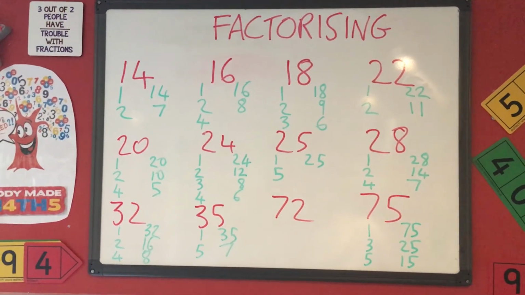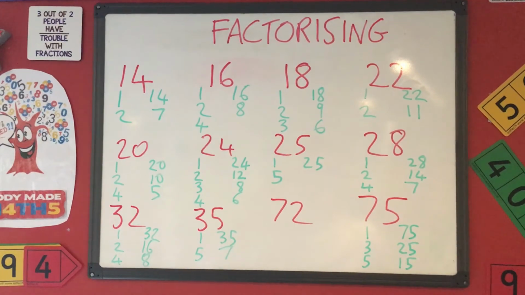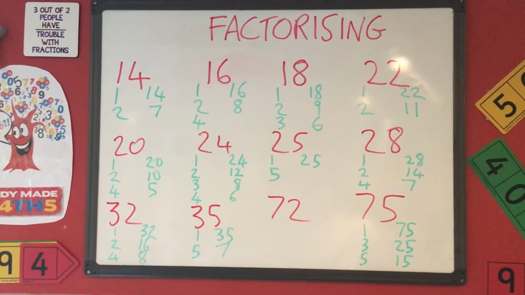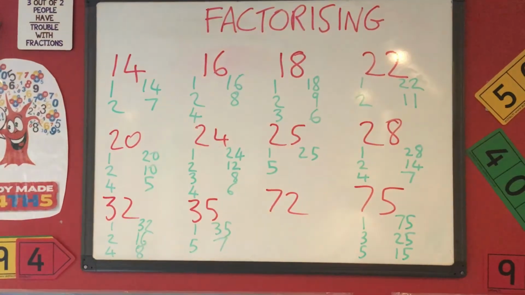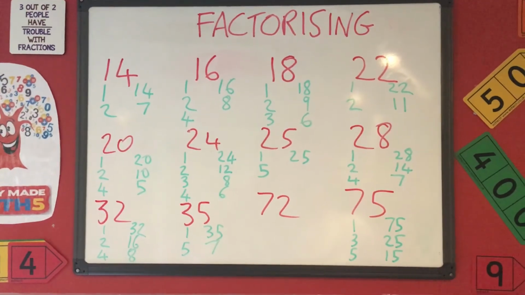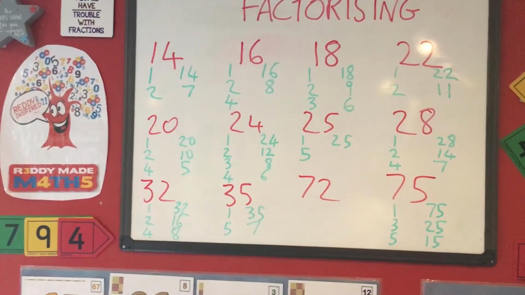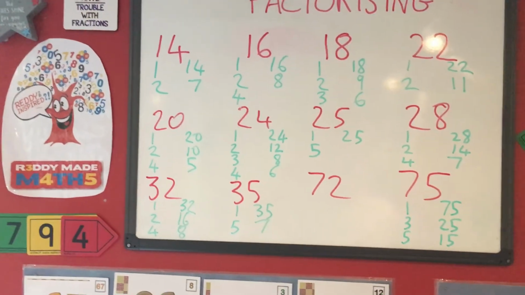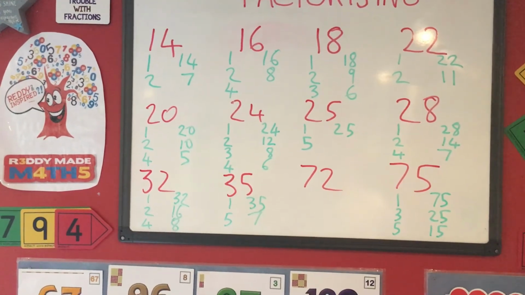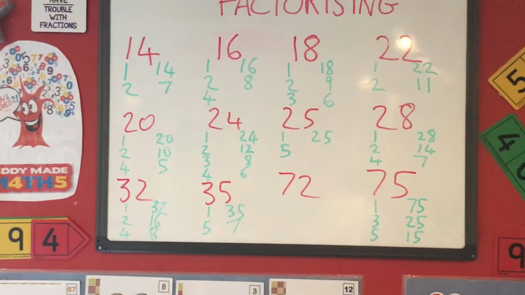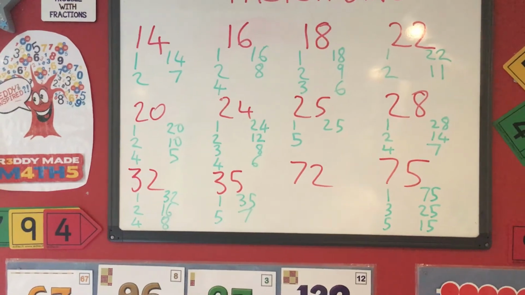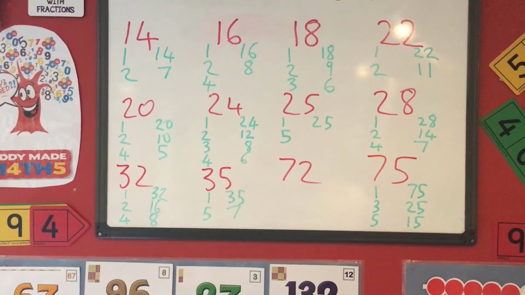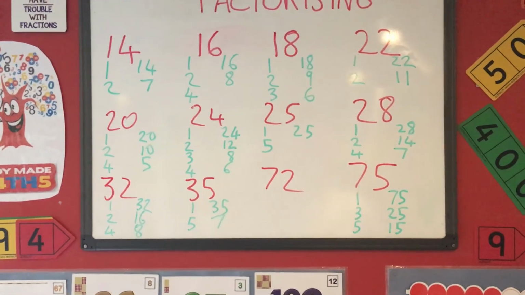18, again you can see 1 with 18, 2 with 9, and 3 with 6. 22, just a double and half again, 1 times 22, 2 times 11. And I think the best example of doubling and halving you can see with the 20. 1 multiplied by 20, double the 1 you get 2, halve the 20 you get 10. So 2 times 10, and the same thing happens again to give you 4 times 5.